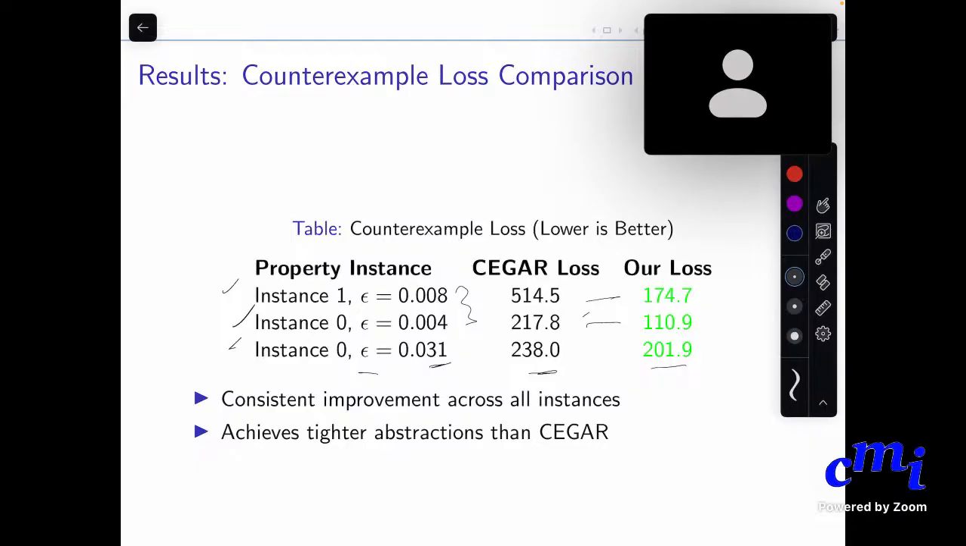Whereas if this is actually a hard instance, which is the case for a large epsilon value, right? If the epsilon is large, it's unlikely that there exists an abstraction that is good enough to prove the property, which means we would expect the loss to be somewhat bigger. That is partially perhaps explaining this, but it's not very clear why these trends are happening. More experiments are definitely needed.